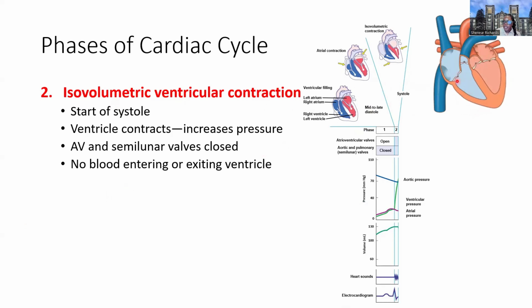Okay. And so we want to think about here that the pressure in the ventricle is not high enough to open the semilunar valves. So as that rises, we're going to then see the opening of the aortic valve and the pulmonary valve where blood can leave the ventricle. Okay. So the AV and semilunar valves are both closed. There's no blood moving between any of the chambers, but the ventricles are contracting in preparation for ejection or phase three.